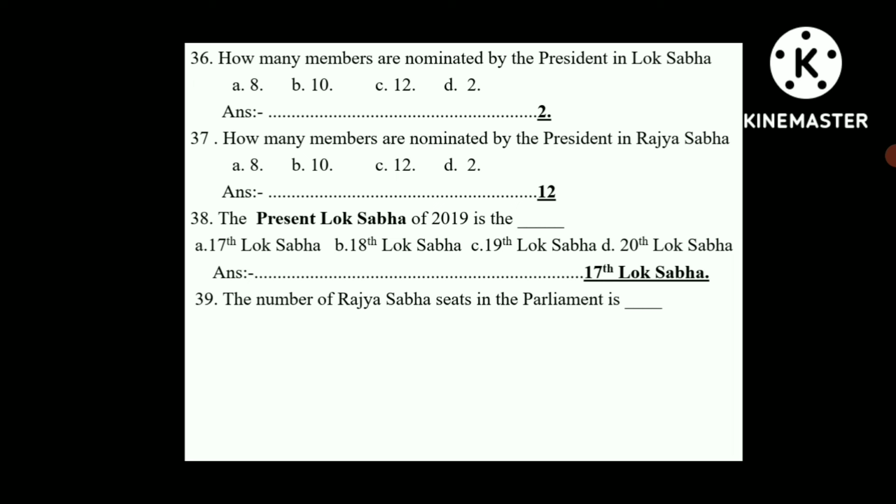The number of Rajya Sabha seats in Parliament is 245, 250, 265 and 280. Let the options appear, and you can see 245, 250, 265 or 280, the number of Rajya Sabha seats in parliament, and it is 245.